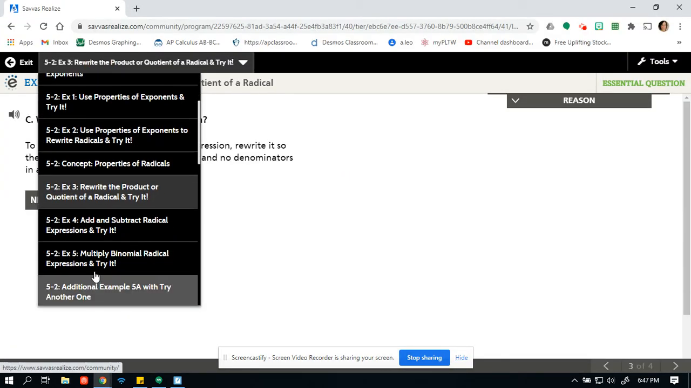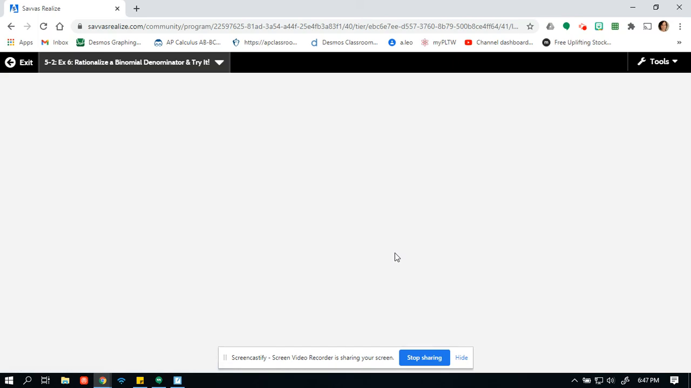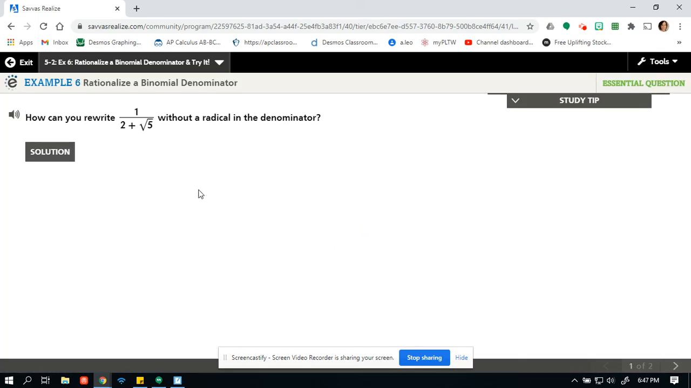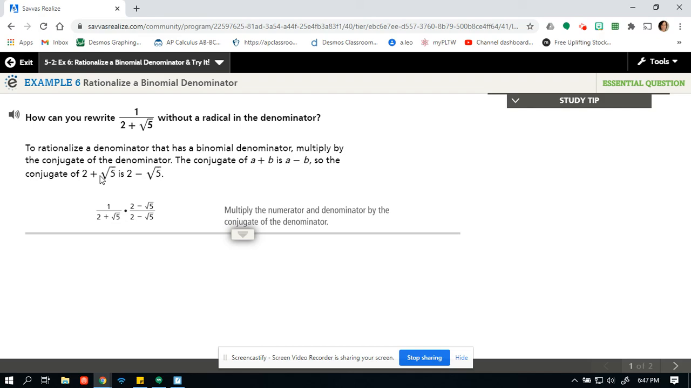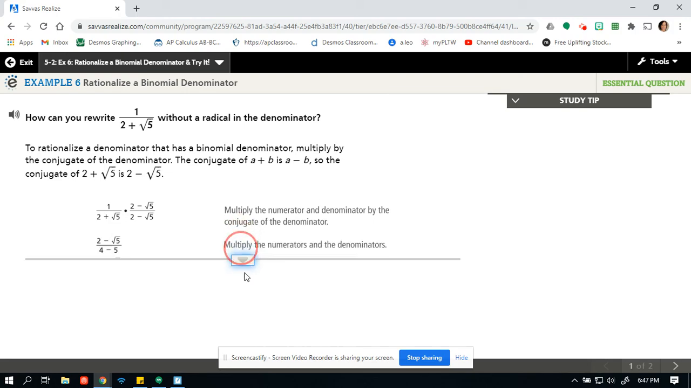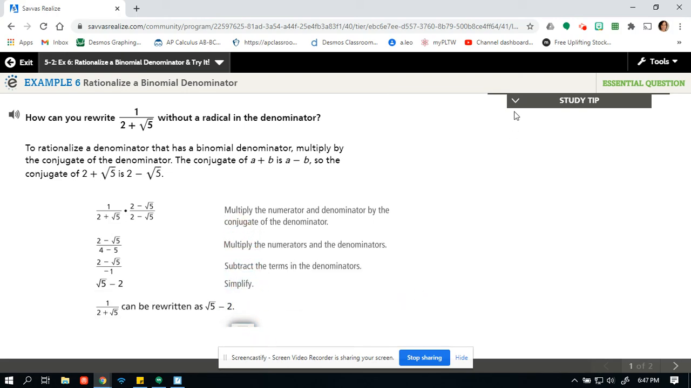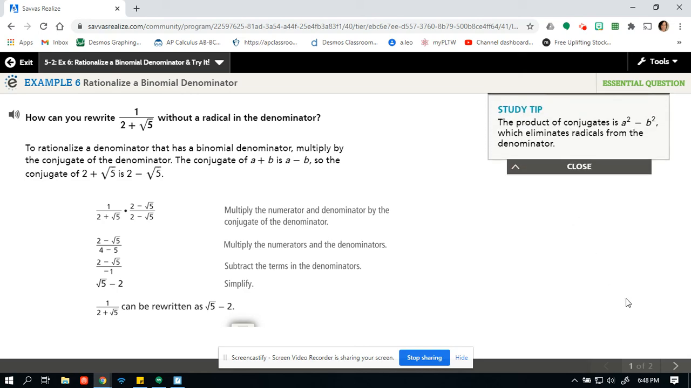So let's go look at this example 6 and see if there's a second one here. Nope, that's the only one. And they do explain to you the rationalization of the denominator that has a binomial, which is 2 terms. You must multiply it by the conjugate. So know that conjugate, know the difference of squares, know the complex conjugate, know that this shows up over and over again. All right, so once you multiply it through, you get our final answer, root 5 minus 2. So the product of conjugates is always a squared minus b squared. Knowing that helps you go through these problems a little bit quicker.